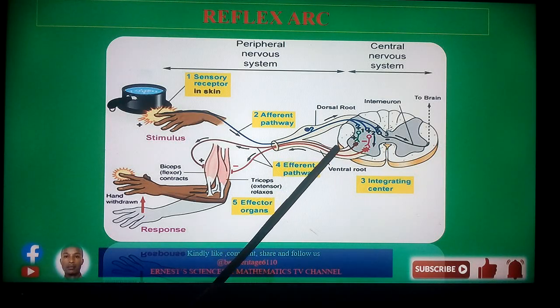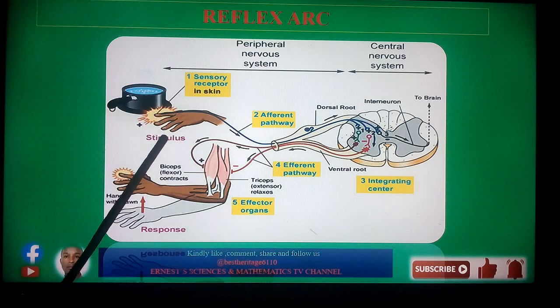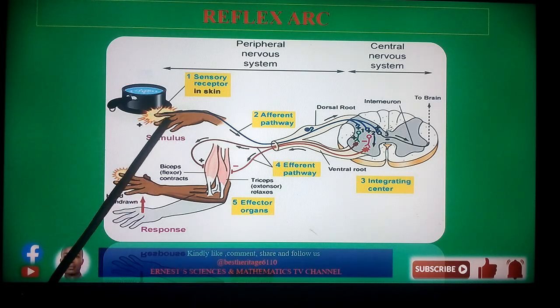And this efferent pathway, which is basically a motor neuron, is going to conduct the impulse from the central nervous system to the effector organ, where we are going to see some muscle fibers react. Or in some cases, this is going to send information to the responsible glands, which are going to be involved in secretion of products like hormones in order to initiate a response.